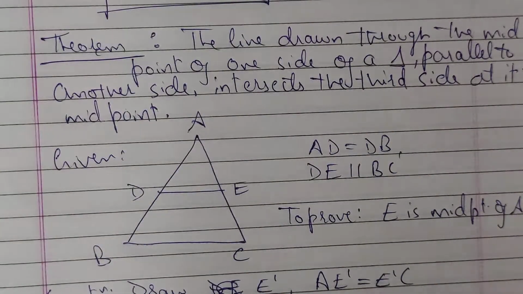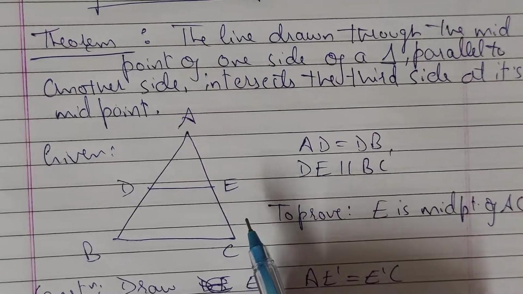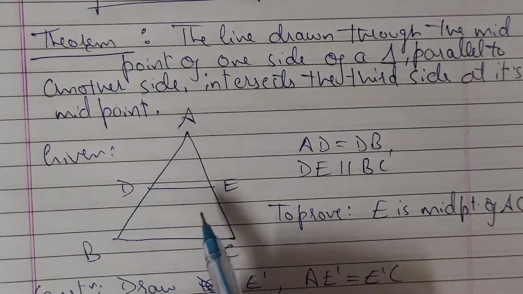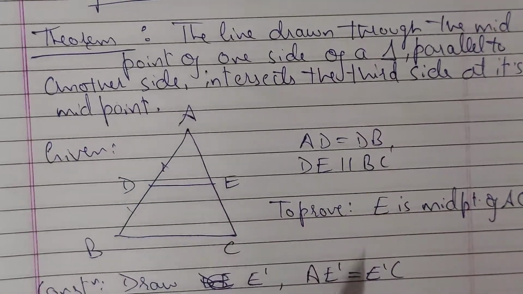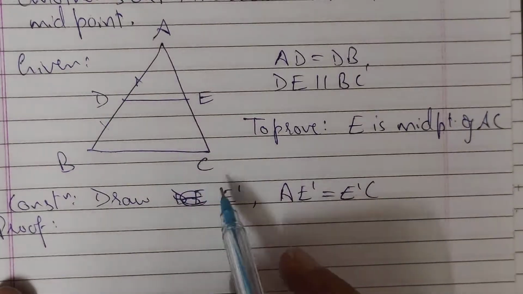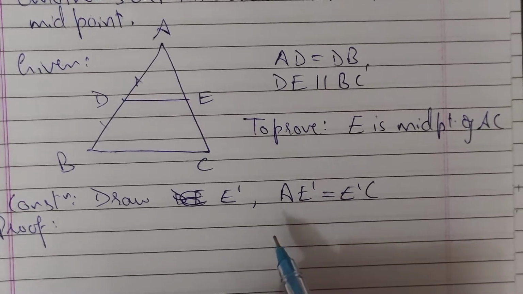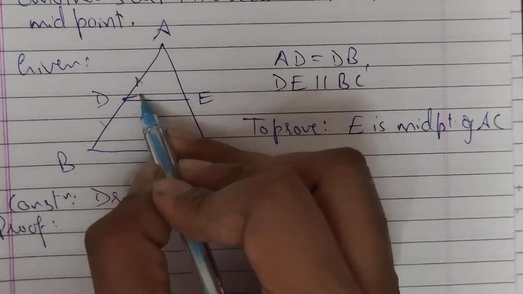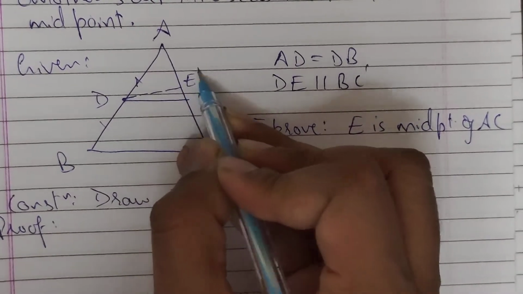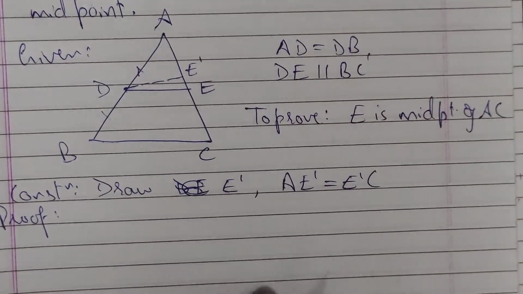Now this is the next theorem. In this theorem we have to prove that the line drawn through the midpoint of one side of a triangle parallel to another side intersects the third side at its midpoint. So given that AD is equal to DB and DE is parallel to BC, we have to prove that E is the midpoint of AC, the converse of the previous theorem. Construction: draw DE dash such that AE dash is equal to E dash C, or we can say E dash is the midpoint of AC.